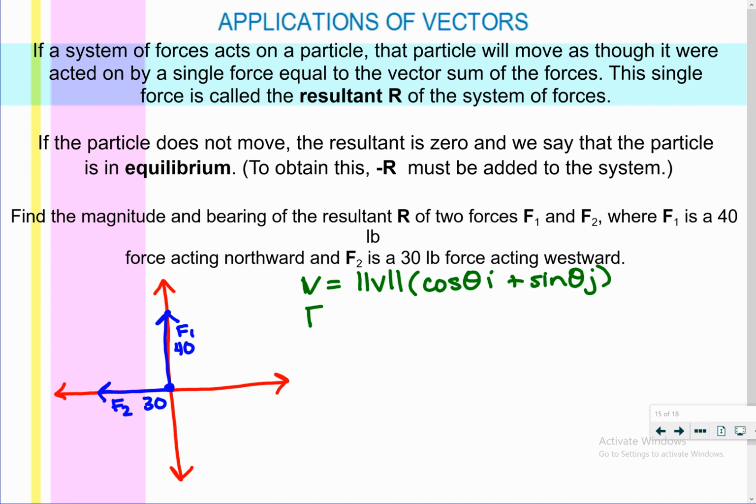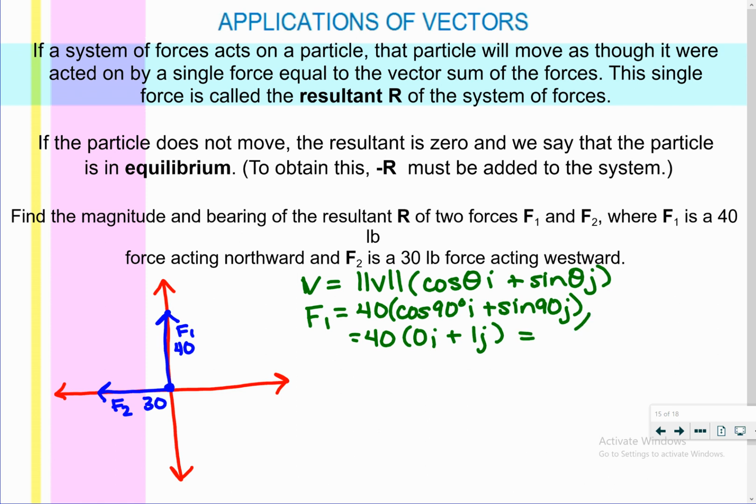All right, so for vector F1, its magnitude is 40. What's its direction angle? If I go from the positive x-axis and I rotate counterclockwise, how far do I have to rotate to get to F1? How many degrees? 90 degrees. Plus sine 90 j. All right, what's the cosine of 90? 0. And then what's the sine of 90? 1. So this vector ends up being, and I'm just going to write it in this form, 0, 40.